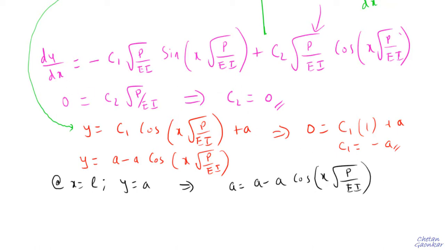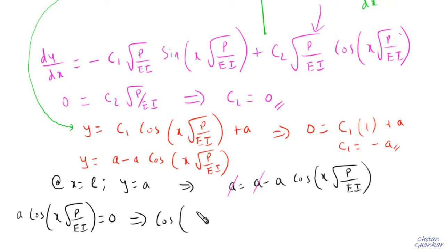Now here this a is there on both the sides. So finally from here what we will get is that a times cos of x root P divided by EI should be equal to 0. But here a cannot be equal to 0 because a is the maximum deflection at the free end. So this equation can become equal to 0 only if the term cos of x root of P divided by EI becomes equal to 0.